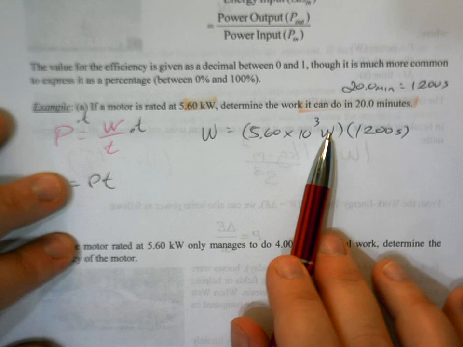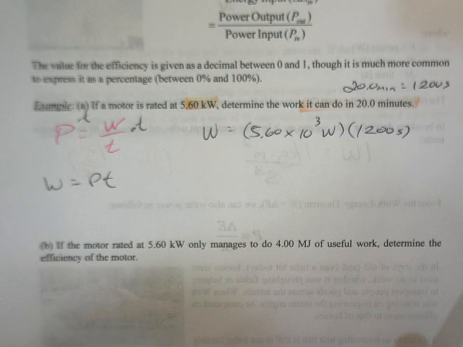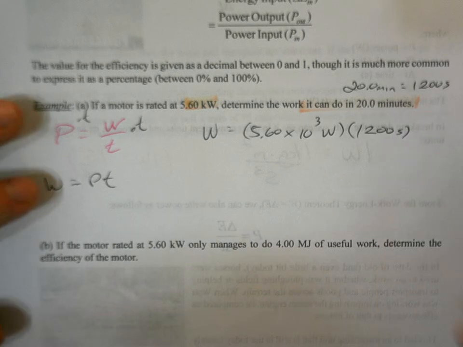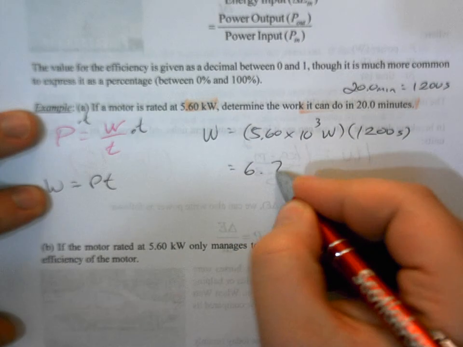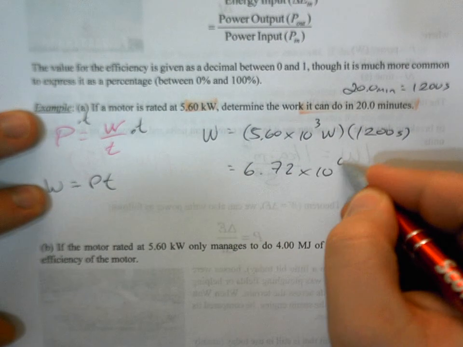Just make sure when you're calculating work, you want your power to be in watts and you want your time to be in seconds. So this thing here is going to produce 6.72 times 10 to the 6.